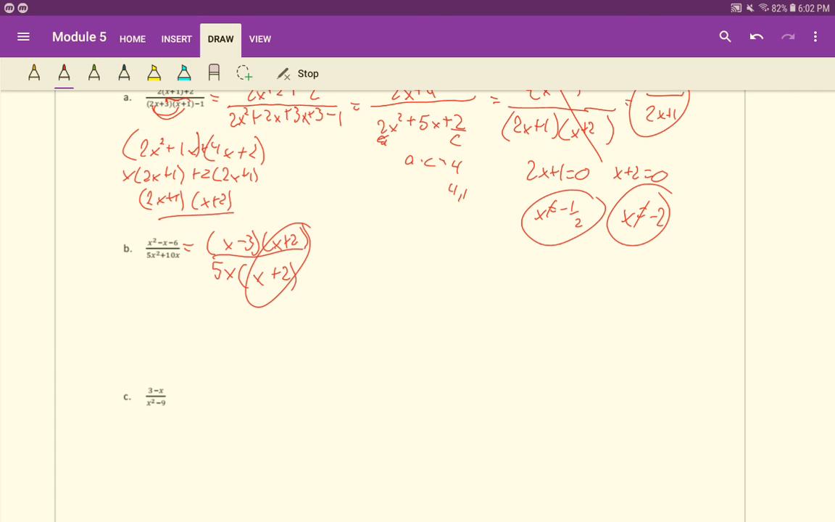And again, we see common factor there, and we have, again, a product in the numerator and a product in the denominator, so we can go ahead and just cancel these two things out, leaving x minus 3 over 5x.